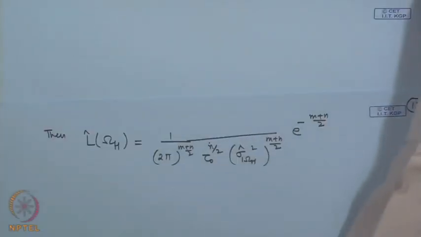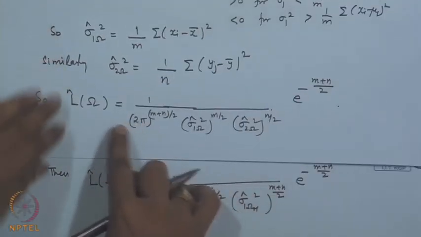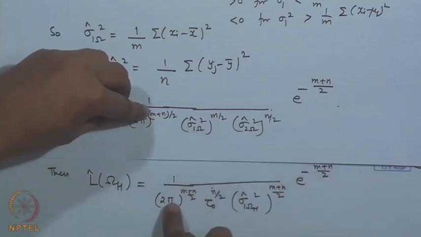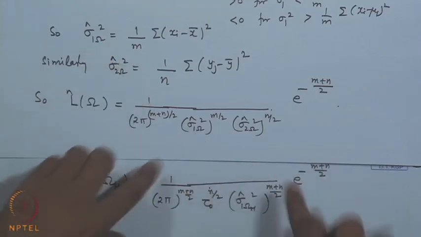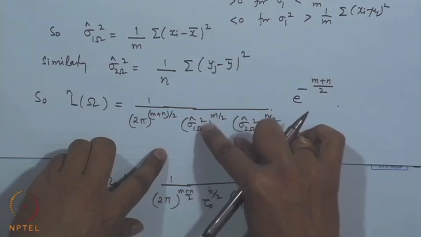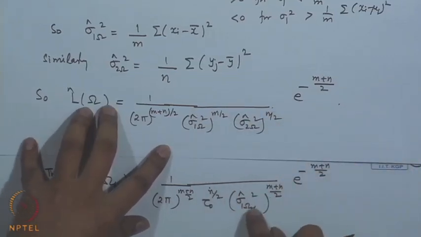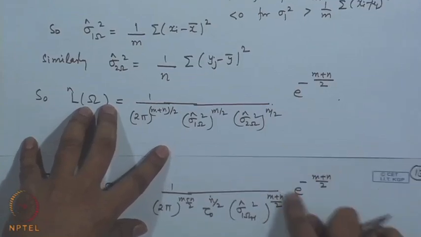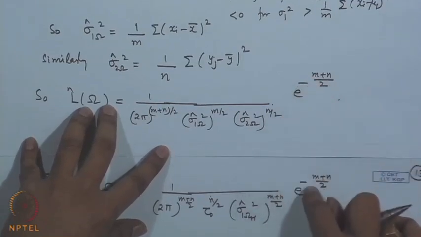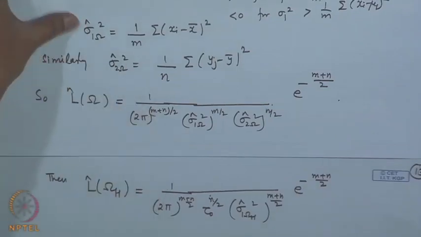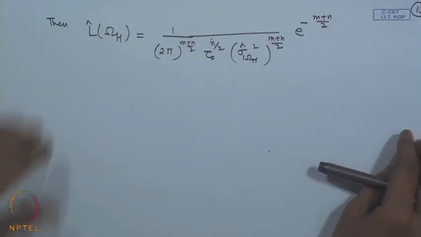In page 11, I have written the expression for this value here on page 9. Yeah, L hat omega. So, you look at this, L hat omega is this. So, this coefficient is common in L hat omega_h and L hat omega, and here I am getting sigma 1 omega hat square and sigma 2 hat omega square, and here it is the same term, sigma 1 hat omega_h square to the power (m plus n) by 2. This e to the power minus (m plus n) by 2 will also get cancelled out when I take the ratio. So, the likelihood ratio test then will give me.